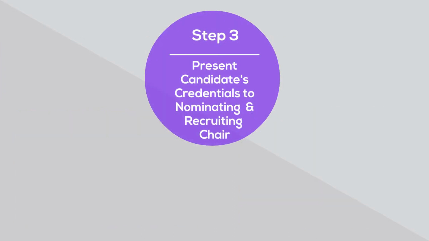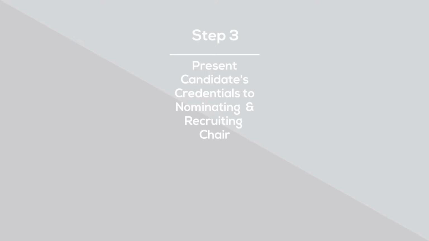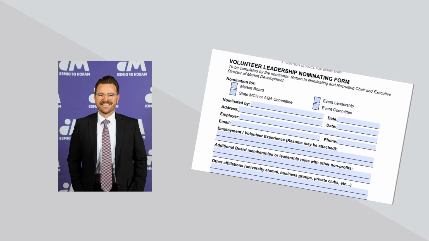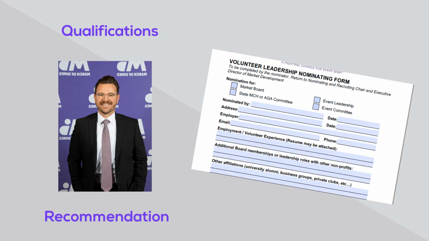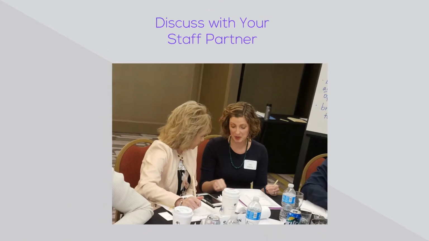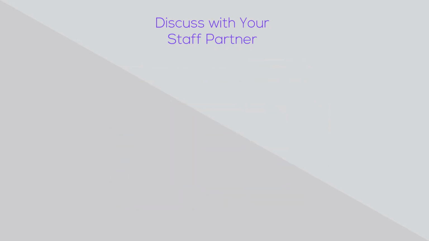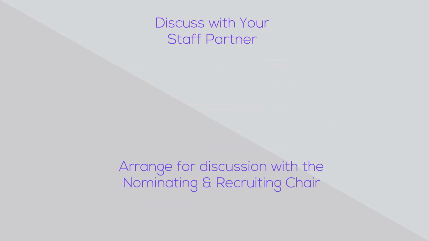Step 3. Present candidates' credentials to nominating and recruiting chair. Now the nominator completes the nominating form to articulate the candidate's qualifications for board membership or other leadership position, including why he or she is recommending the candidate. It is very important to discuss with your staff partner any past March of Dimes interactions with this candidate. The nominator should also arrange for discussion with the nominating and recruiting chair.